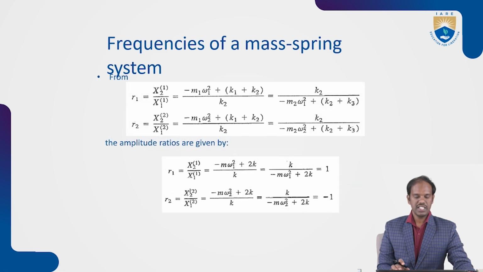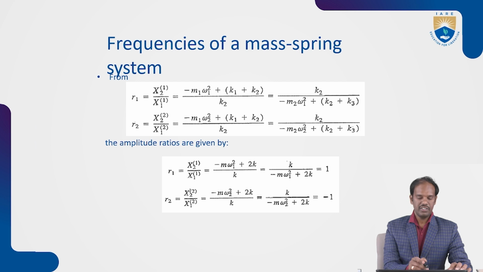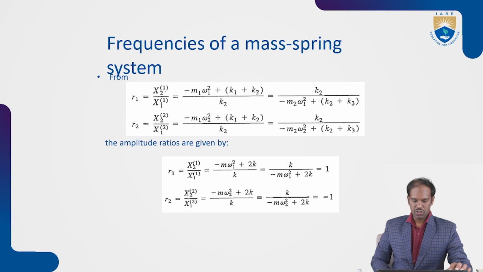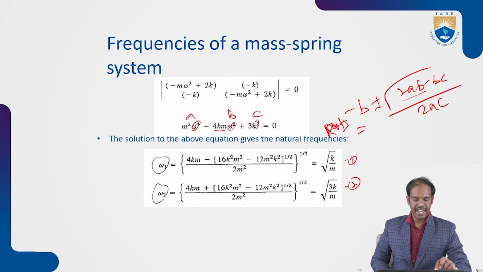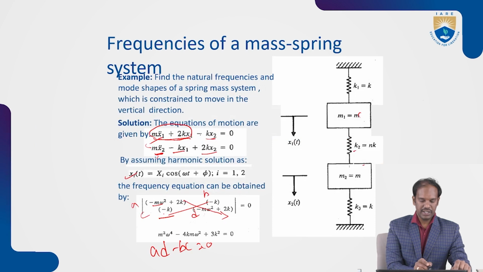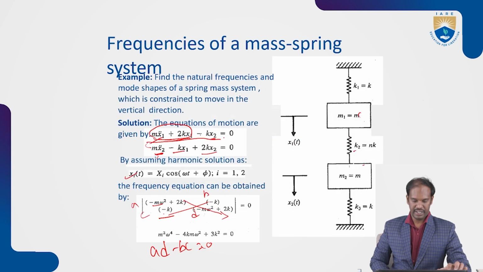Now we go to the next mass spring equations. From this we know the roots of this particular equation. Having found the roots, from this equation for mass spring 1, r1 equals x2 by x1. So what is x1 here? X1 is nothing but what we have taken here.